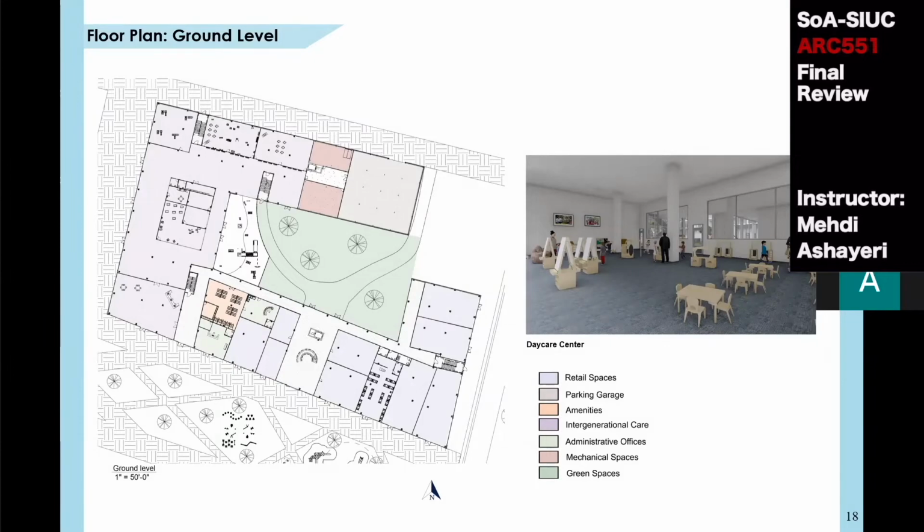So this would be the intergenerational care center, and then we have mostly the amenities or security, main offices, and then the rest of the building on the ground floor is retail.